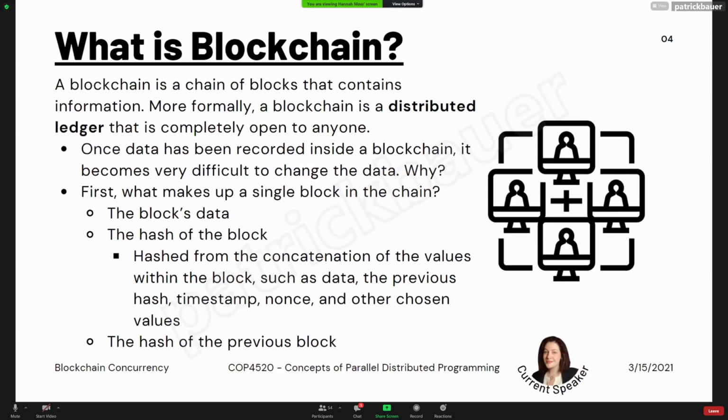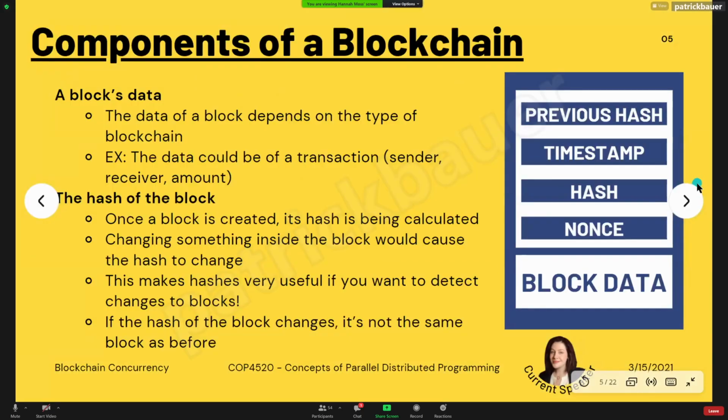The block's data, the hash of a block, which is hashed from the concatenation of values within the block, such as data, the previous hash, timestamp, nonce, and any other chosen values, and then the hash of the previous block. So within the components of a block, let's go into a block's data. The data of a block depends on the type of the blockchain, for example, Bitcoin or smart contracts. For example, the data could be of a transaction: sender, receiver, amount.